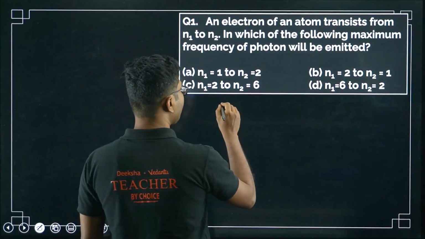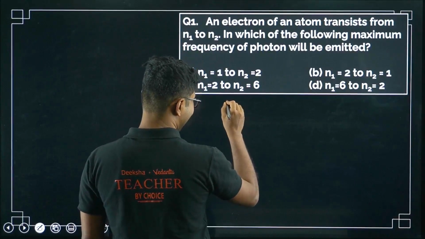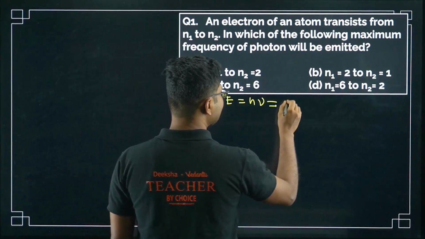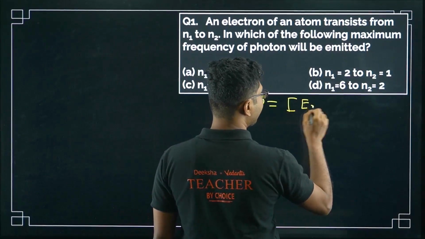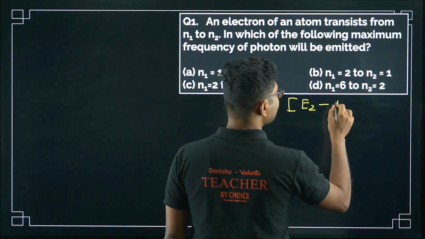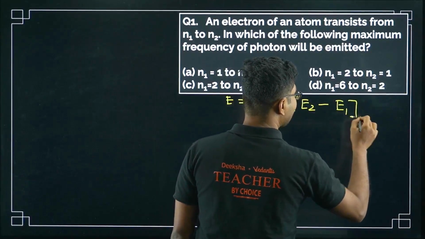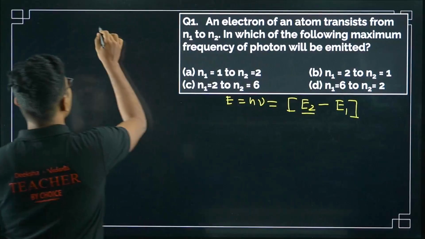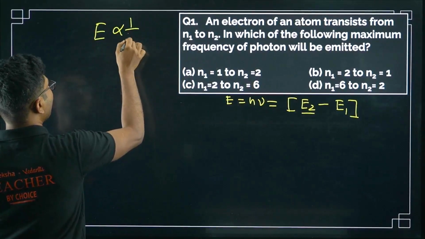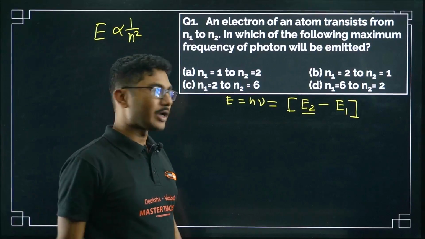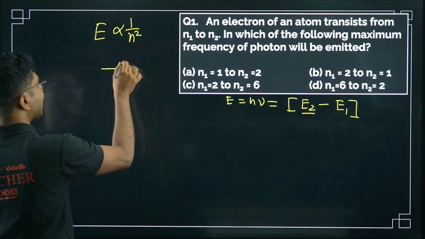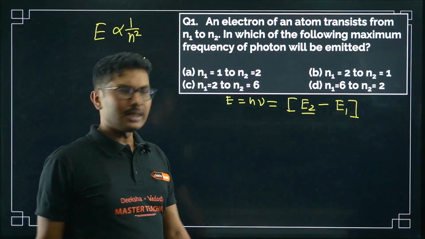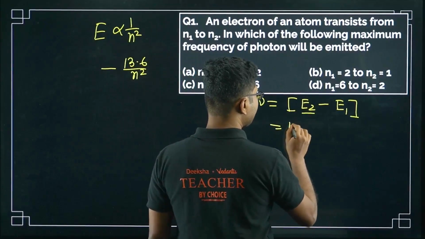First of all, we have to remember from Bohr's law that the energy associated with the emitted photon is h nu, which equals the energy of the higher orbit, from where it is jumping, minus the final position where it is reaching. Energy is inversely proportional to the square of the quantum number. For hydrogen it is exactly 13.6 divided by n square, right? But hydrogen is not mentioned, so we will use a normal constant.